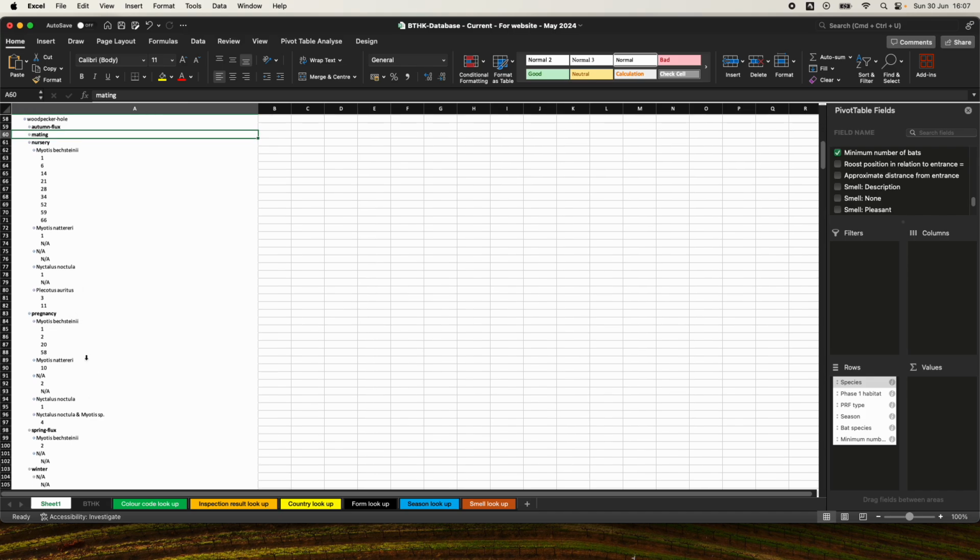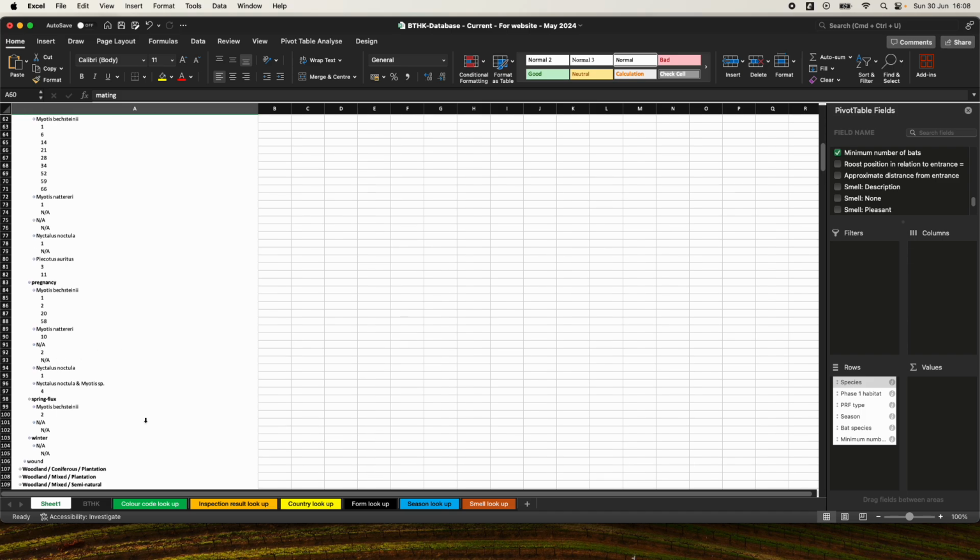If we're then looking at the pregnancy period, we see a similar result, which is definitely so for Bechstein's and a bit more questionable when it comes to Noctules and Natterer's. So yeah, there's just a bit more guidance on how we can use this really.